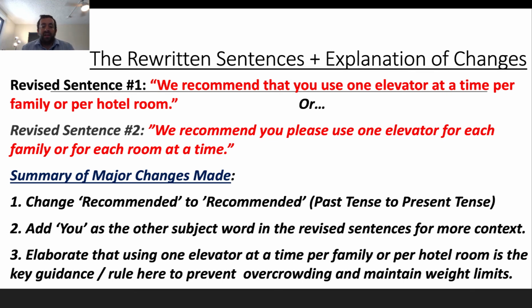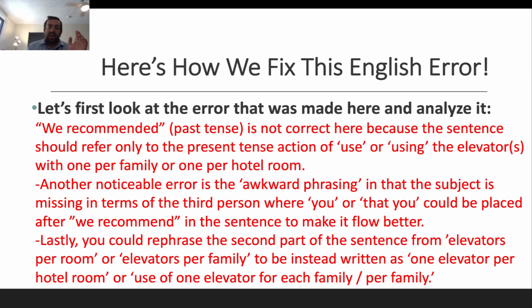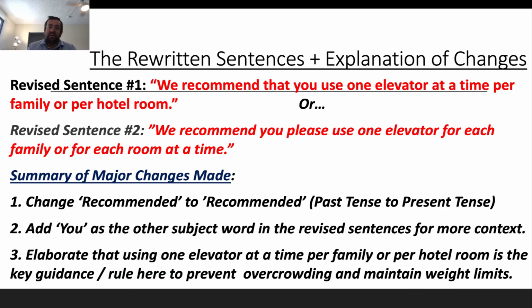So main thing is we really want to emphasize using the correct verb tense in English, especially with this sentence. It's not a bad sentence, but it has a few errors. Mainly the past tense should be present tense, and we also want to add the subject you. And again, instead of elevators per family, we want to say just one elevator per family or an elevator per hotel room for the guidance here.